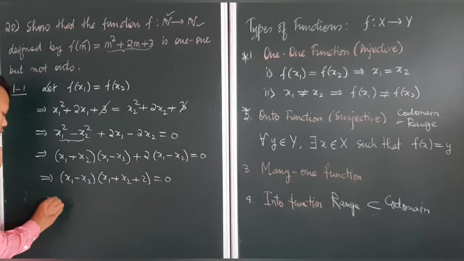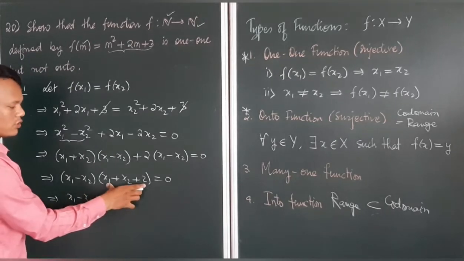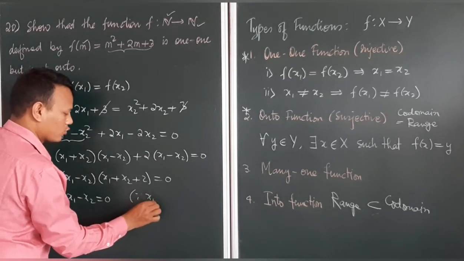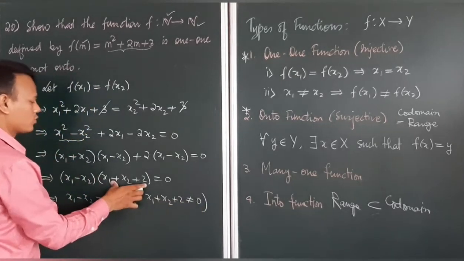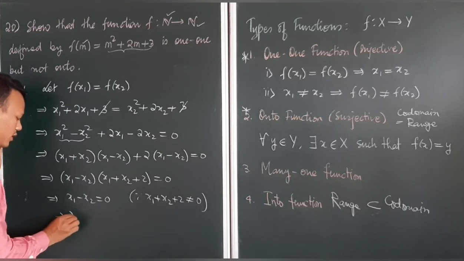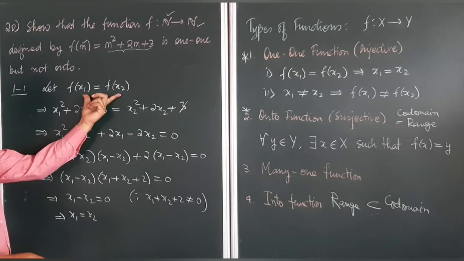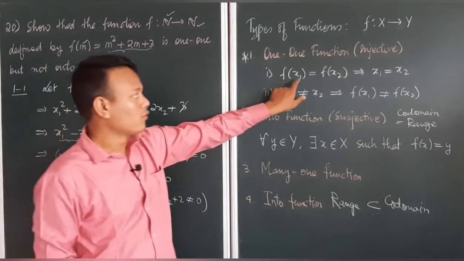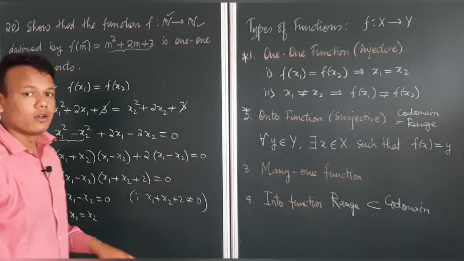So from here we see that x1 minus x2 will be equal to 0, because x1 plus x2 plus 2 is not equal to 0. If this is not equal to 0, then obviously this has to be equal to 0, and from here we see that x1 and x2 are equal. Now we started with this, and where did we land? We landed at x1 equals x2. We have shown this, so this means that the function is 1, 1, isn't it?